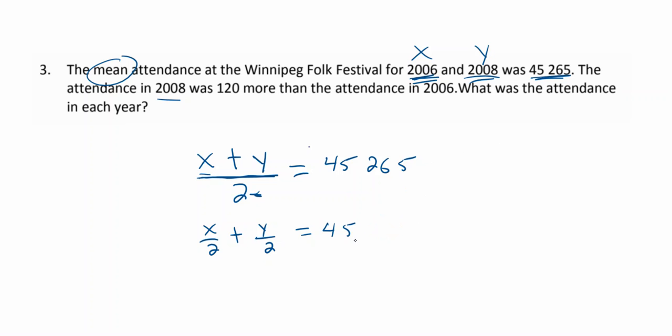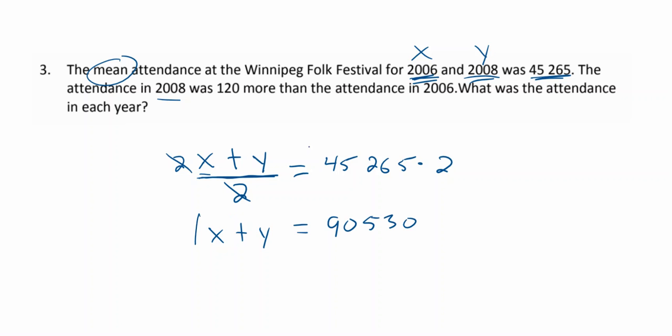Or what I think might be a little bit easier to deal with when we're solving would actually be, at this point, why don't we just multiply both sides by 2? Right? Multiply that by 2, so those would cancel, and multiply this side by 2. Okay, so then in the end here, now I'm going to have X plus Y is equal to, whatever that is. So that's going to be 90,530. Okay, so there's my first equation.